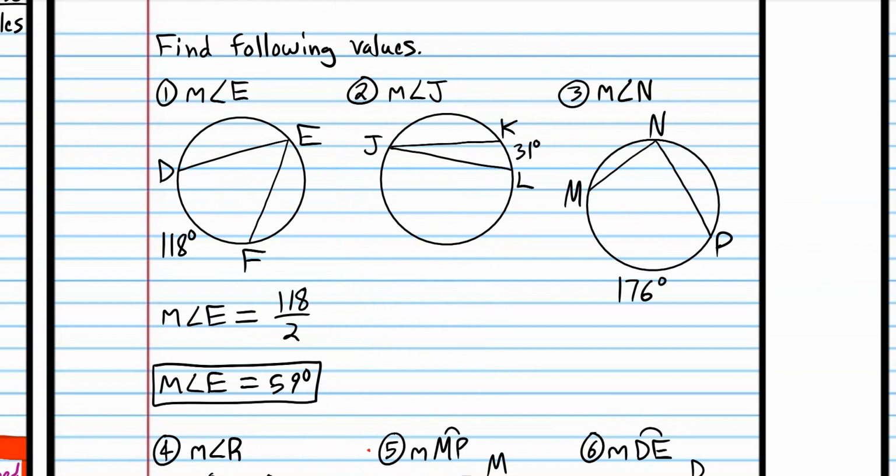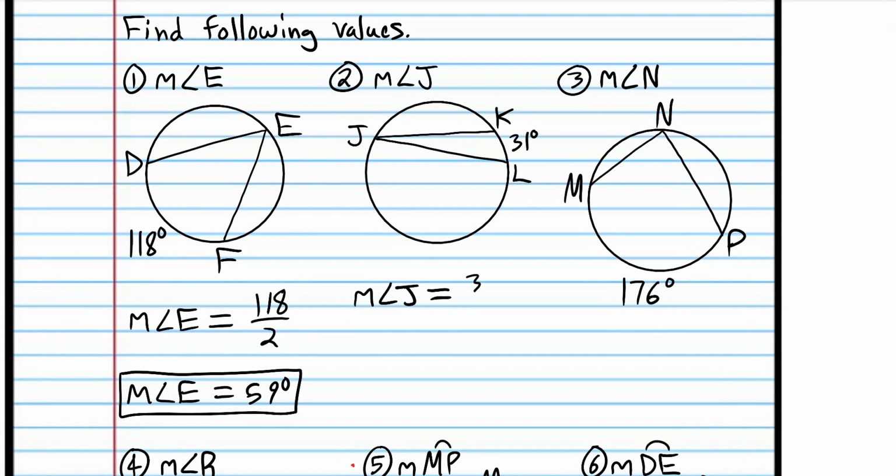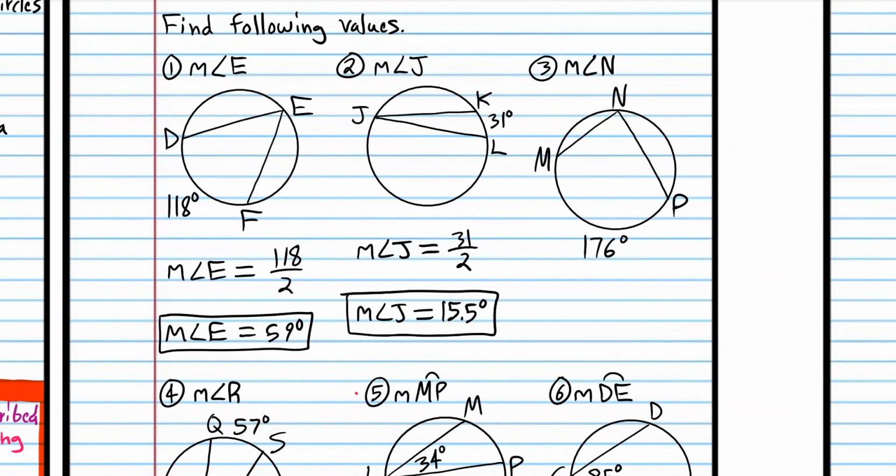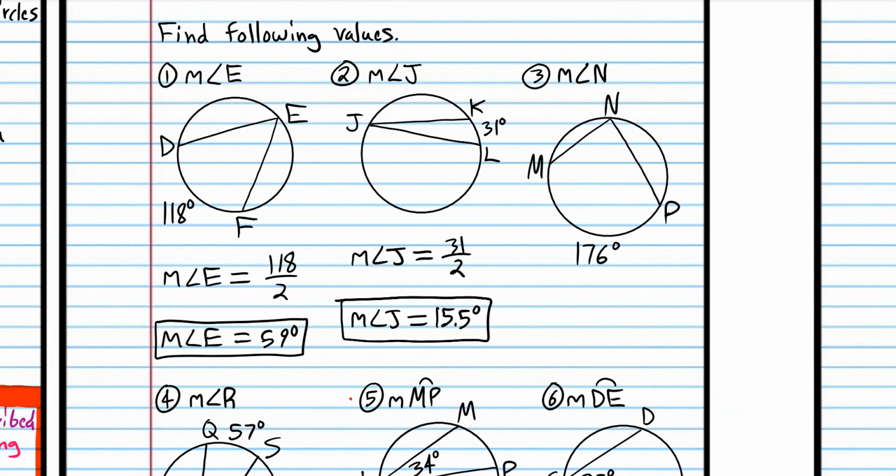Let's find the measure of angle J now in number 2. The measure of angle J is equal to the measure of the corresponding arc, or the intercepted arc, divided by 2. So the measure of angle J is equal to 15.5 degrees. Why don't you try number 3, and when you come back, we'll do it together.